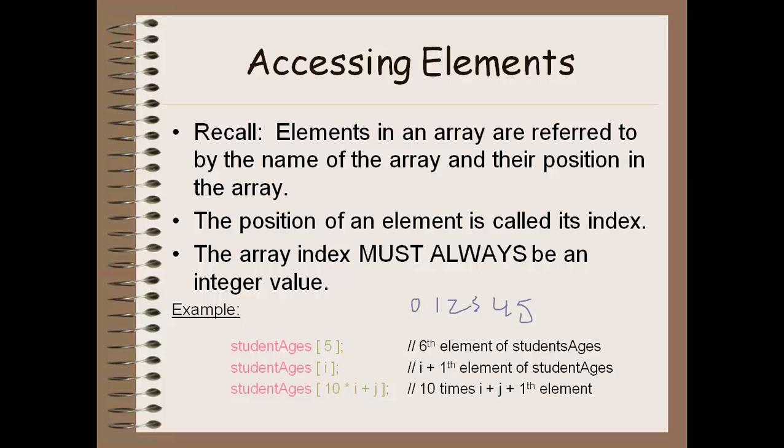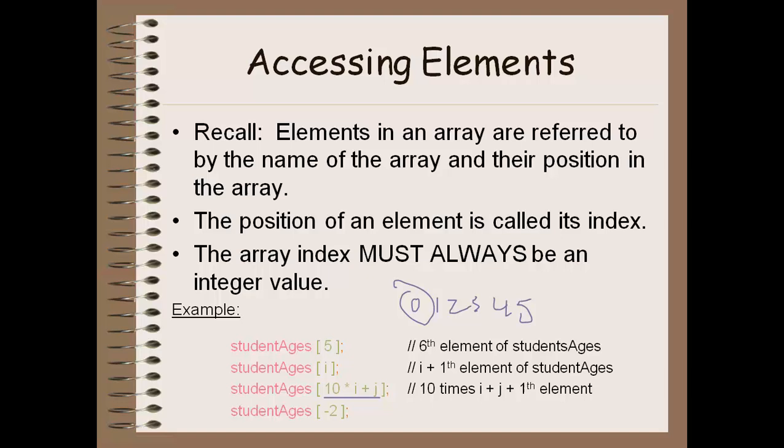And hopefully you've picked up the pattern here. It's going to be the 10 times I plus j plus 1th position. Right? 10 times I plus j is whatever this evaluates to. Whatever that evaluates to, plus 1 because we start our counting at 0.